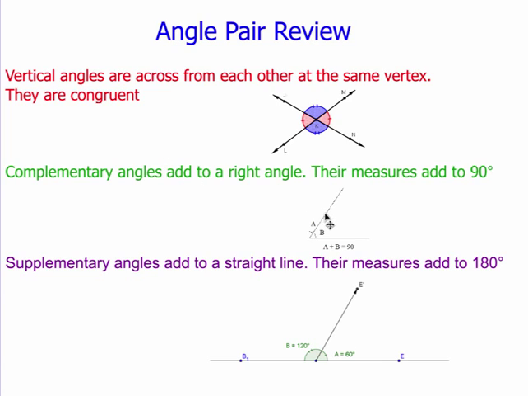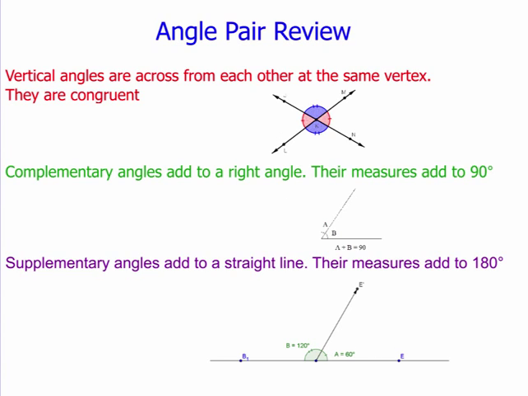Complementary angles are angles that add to a right angle. They add to a 90-degree angle, so their measures add to 90 degrees. And supplementary angles add to a straight line, so their measures add to 180 degrees. Now these are relationships you should already know.